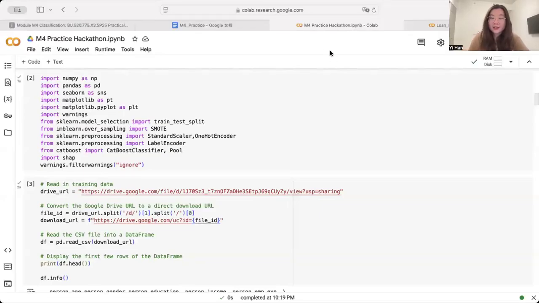Hello everyone, in this short video, I will be discussing how our group optimized a classifier for loan approval predictions. We will cover feature engineering, model compression, hyperparameter tuning, and more. So we started by cleaning and preparing our data.